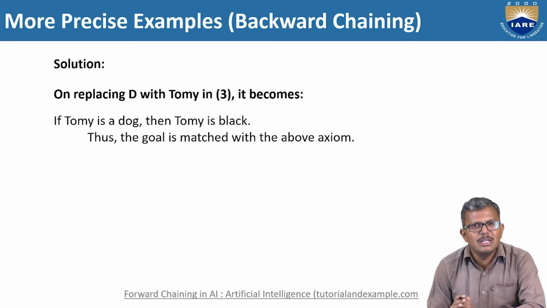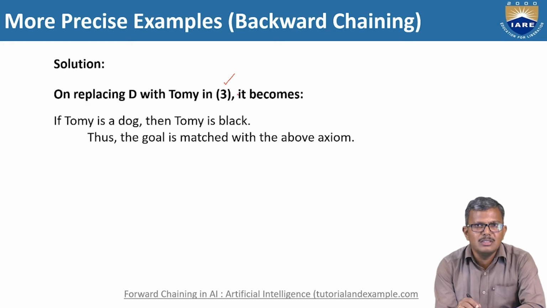Whatever we have done in the forward search, the same process we are going to follow here. The only difference is how we start: either from the initial state, or from the goal state. Here I directly take fact number 3, not fact number 1. In forward reasoning we took fact number 1 and then moved to fact number 3 to prove that Tommy is black. But in this case I directly take fact 3.